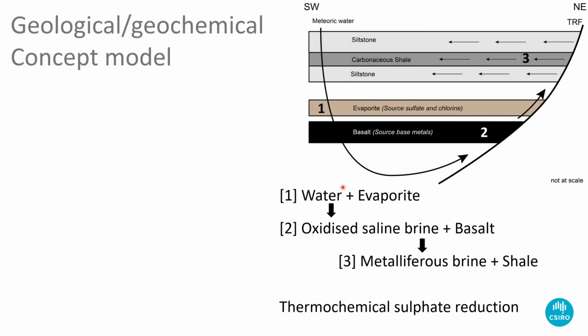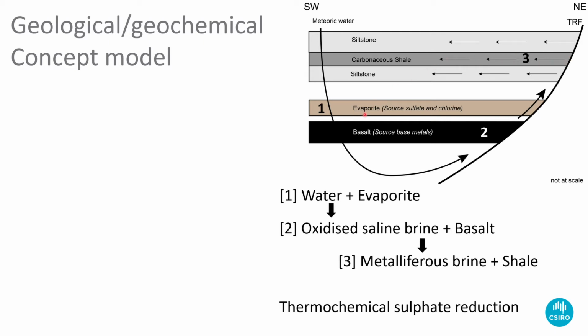The conceptual model that we have used here consists of a meteoric water that circulates at depth and travels through different rock sequences, but most importantly, an evaporite-bearing sequence and a basalt. This brine then rises back to the surface through the Termite Range fault and then migrates through the carbonaceous shale.